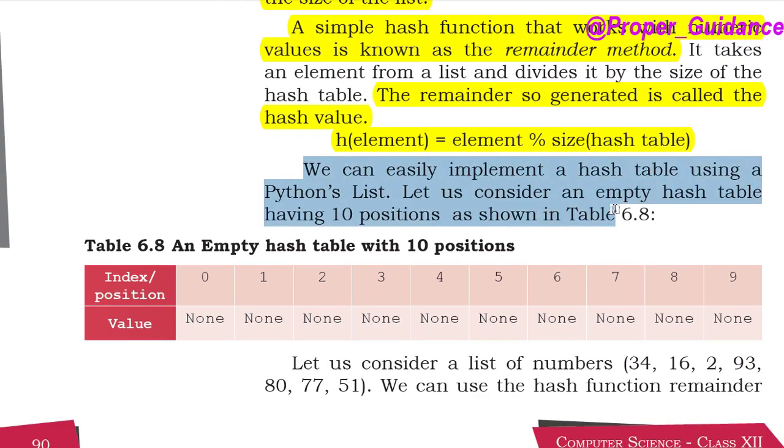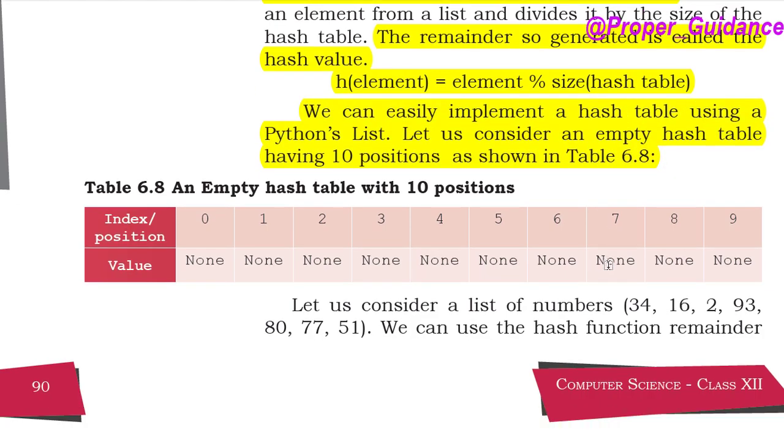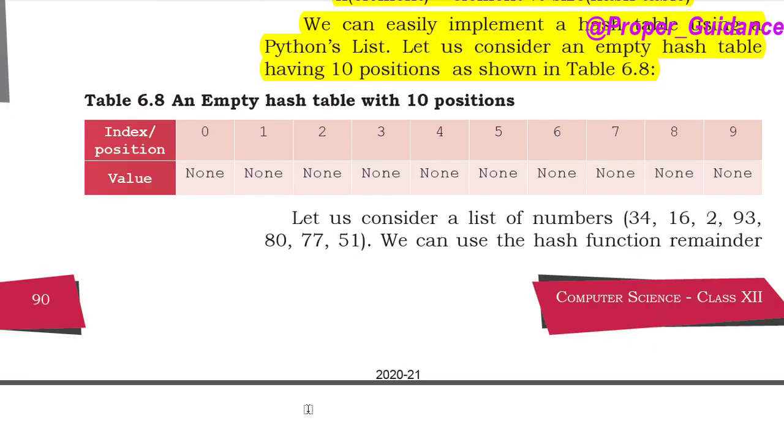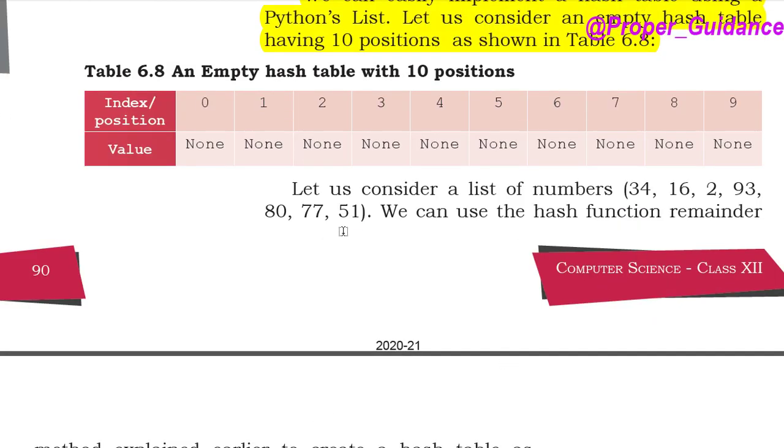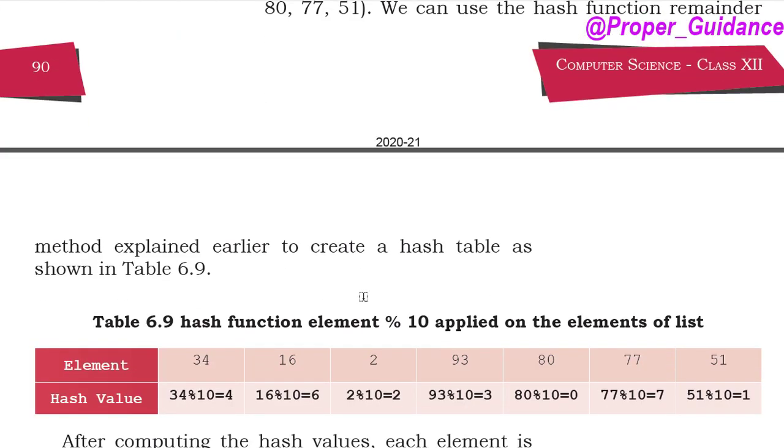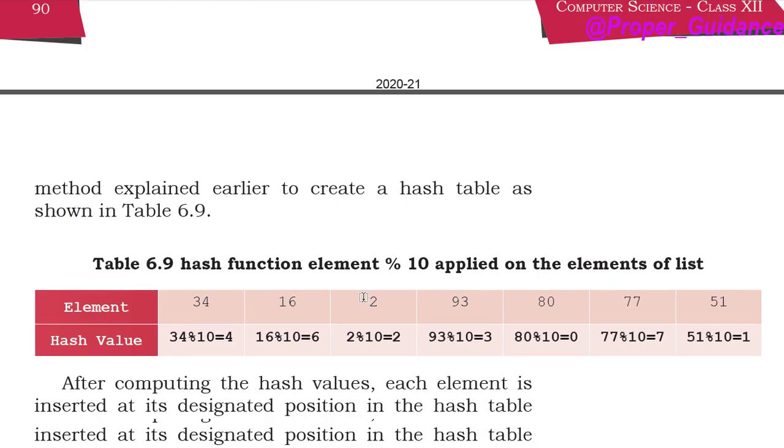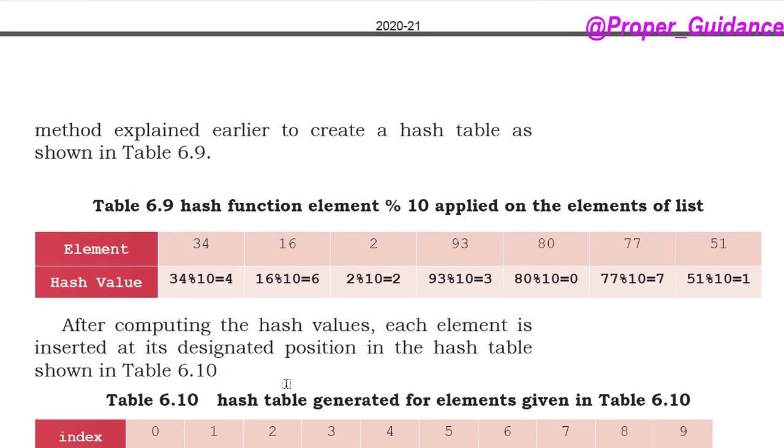Let us consider an empty hash table shown in 6.8. Look, an empty hash table with 10 positions from index number 0 to 9, value None, no value is here. Let us consider a list of numbers 34, 16, 2, 93, 80, 77 and 51. We can use the hash function remainder method explained earlier to create a hash table as shown in table 6.9.